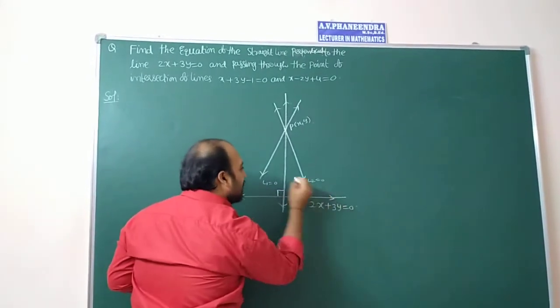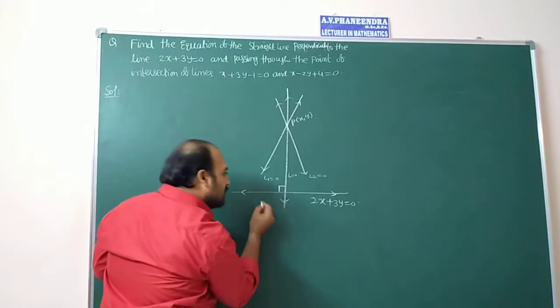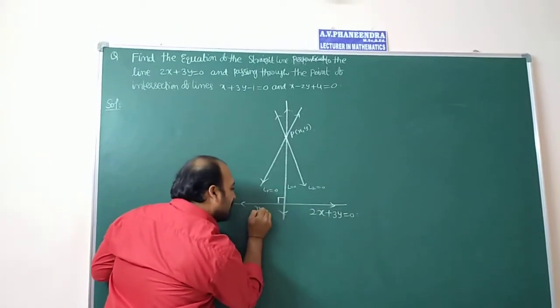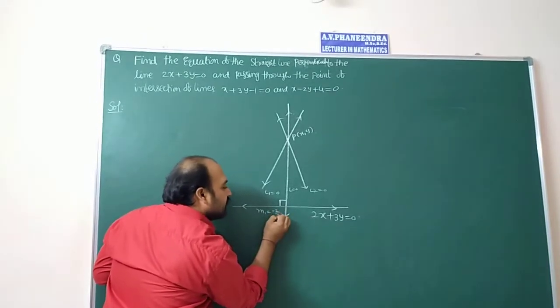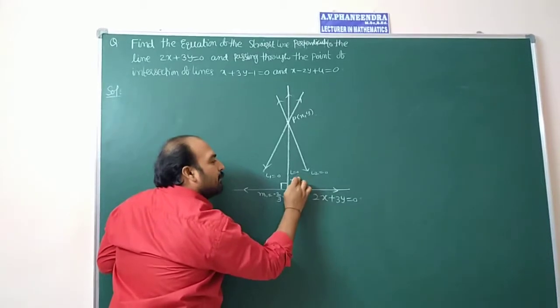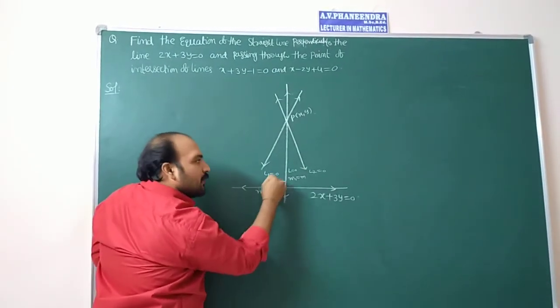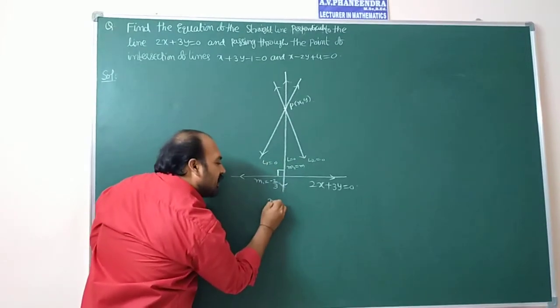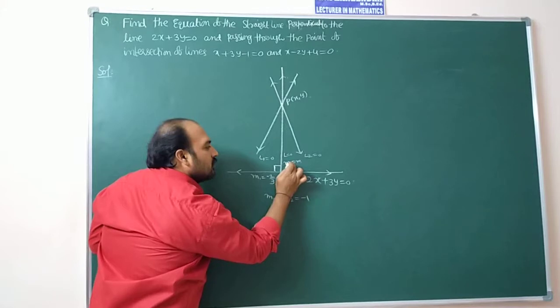This line, L equal to 0, is the required line, which is perpendicular to this one. This slope is m1 equal to minus x coefficient by y coefficient, which is minus 2 by 3. The slope of the required line I am assuming as m. Whenever two lines are perpendicular, the product of the two slopes is equal to minus 1.